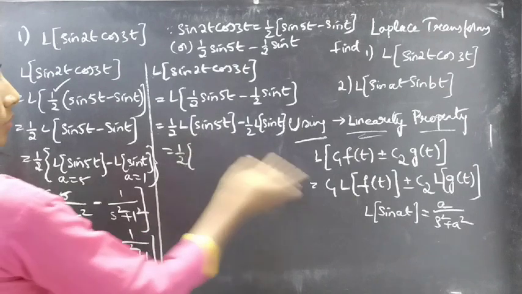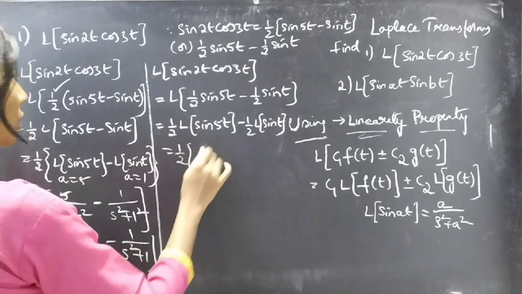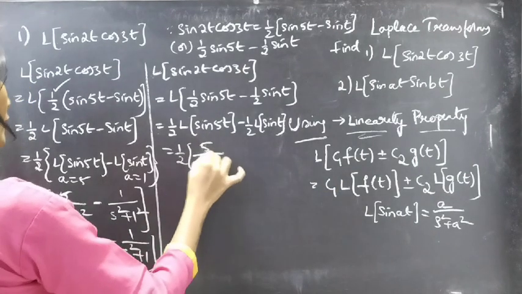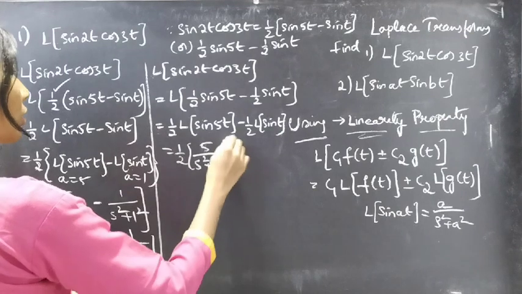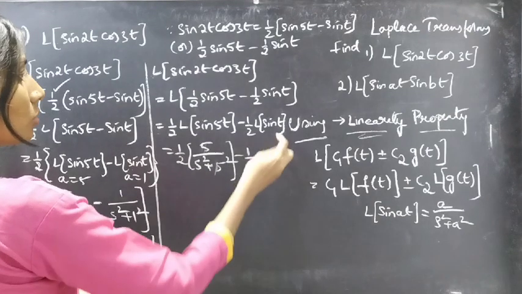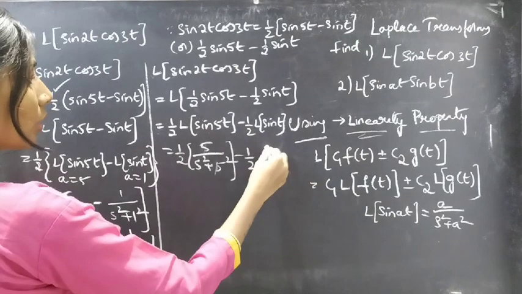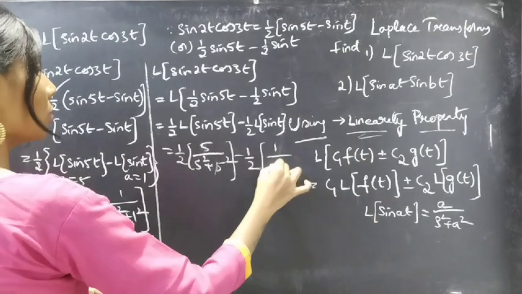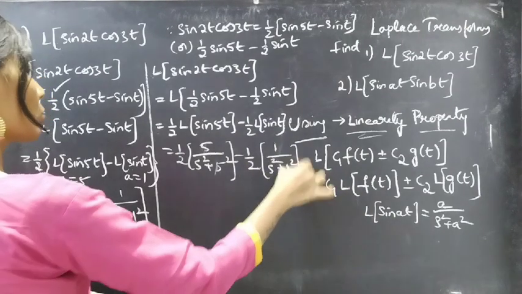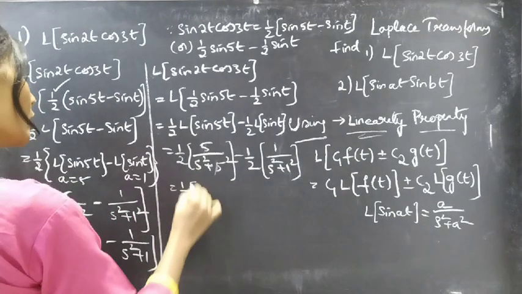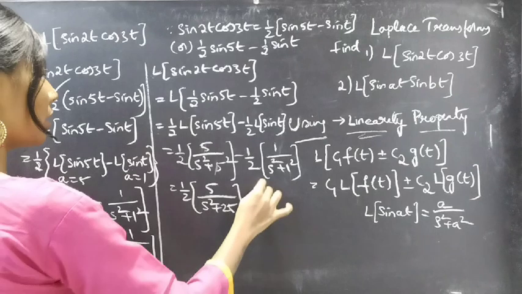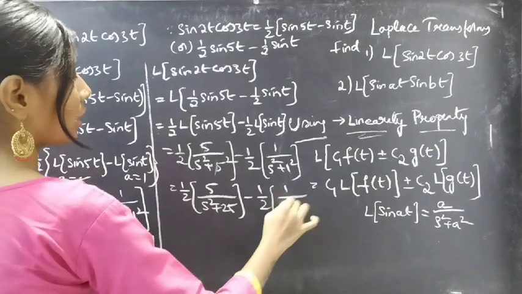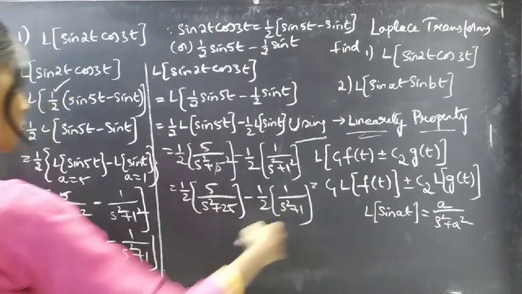Just compare sine 5t with sine at, you will get 5 by s square plus 5 square, minus 1 by 2. Compare sine t with sine at, then for a equal to 1, you'll get 1 by s square plus 1 square, which gives us 1 by 2 into 5 by s square plus 25 minus 1 by 2 into 1 by s square plus 1.